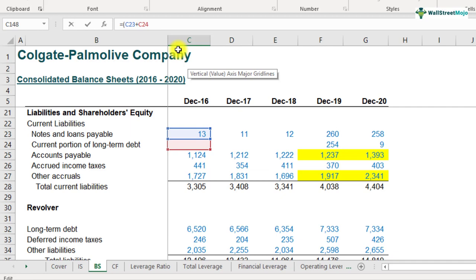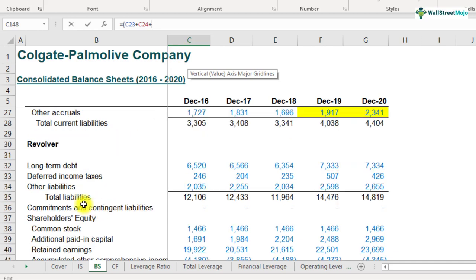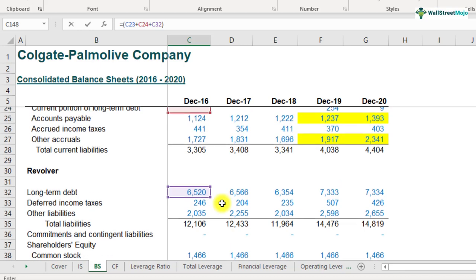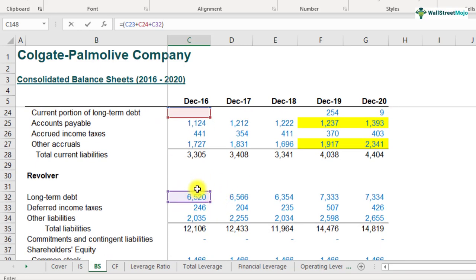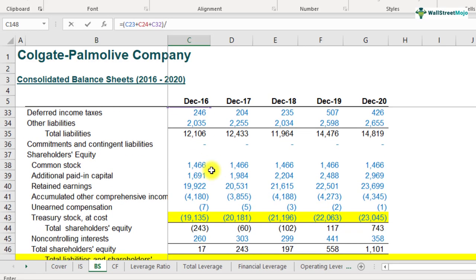in this cell. The next thing is looking at the long-term liabilities. We have this long-term debt, okay, that is 6520. This completes the total amount of debt that Colgate has. This is short-term and this is the long-term, right? Now we need to divide this by total shareholders equity.